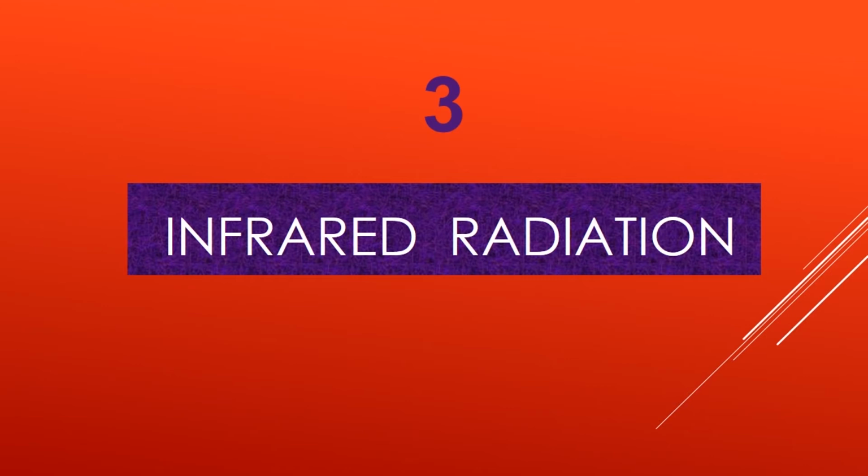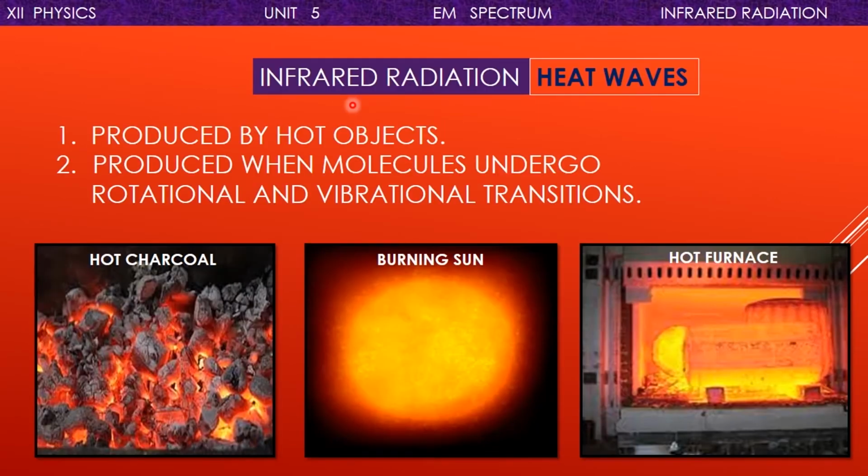Infrared radiation. Infrared radiations are also called heat waves. They are produced by hot objects. A hot charcoal may not give light, but we can feel the heat from the hot charcoal. The burning sun is one of the major sources of infrared radiation. We can feel the heat from the sun. A hot furnace also gives infrared radiation.